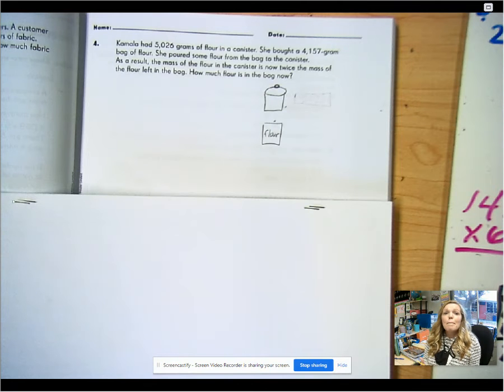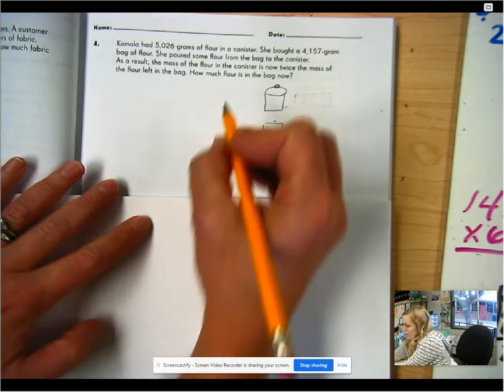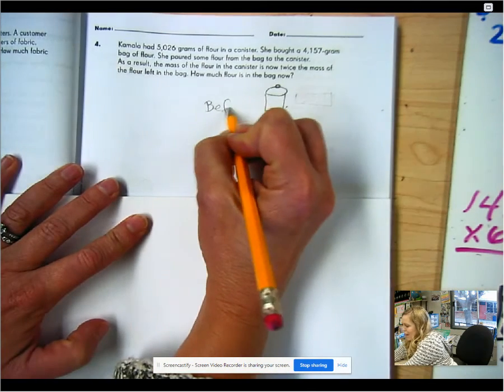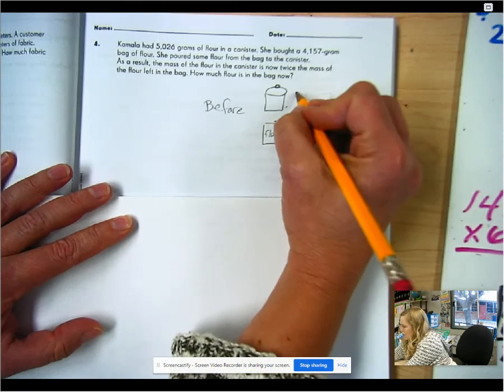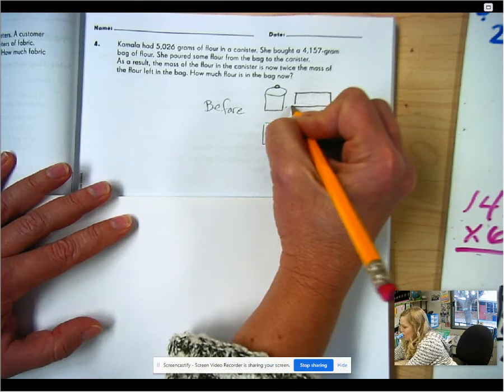As a result, the mass, meaning the weight, of the flour in the canister is now twice the mass of the flour left in the bag. How much flour is in the bag now? So, if this makes any sense to you, it's a before and an after, okay? So keep that in mind.